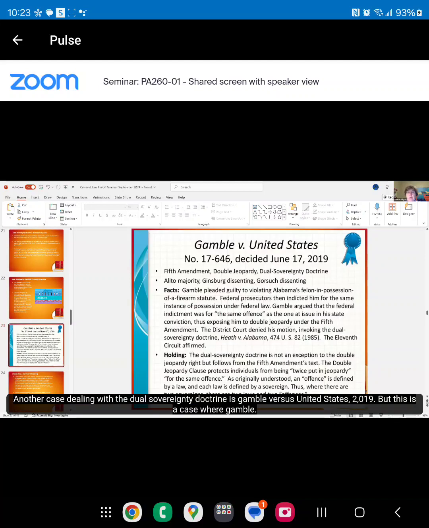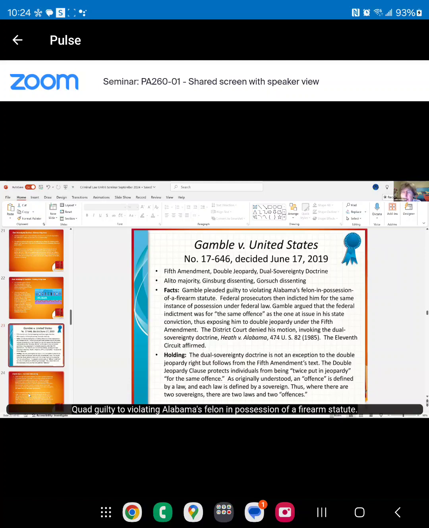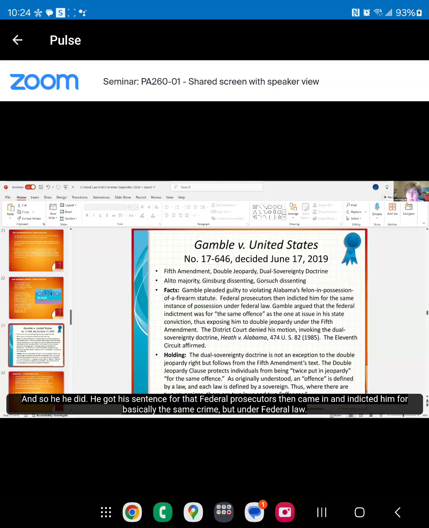Another case dealing with the dual sovereignty doctrine is Gamble versus the United States, a much more recent case, 2019. This is a case where Gamble pled guilty to violating Alabama's felon in possession of a firearm statute. So he didn't have a trial, he just pled guilty, and he got his sentence for that. Federal prosecutors then came in and indicted him for basically the same crime, but under federal law.